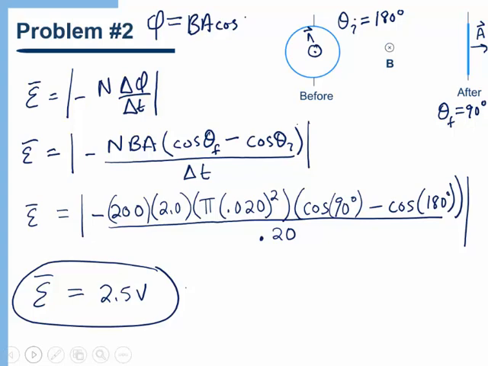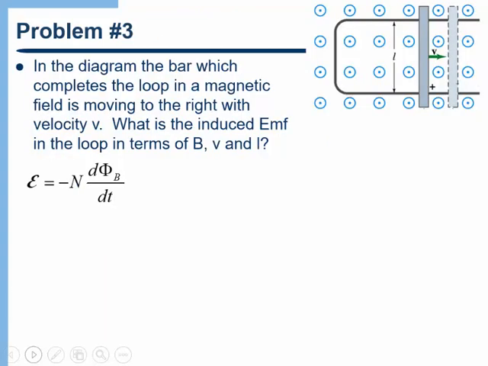So notice that we've looked at a problem now where the magnetic field changed. We've now looked at a problem where the angle changed. Let's look at a problem where the area changes. So in this diagram, the bar which completes the loop in a magnetic field is moving to the right with a velocity v. So first of all, this is an uninsulated piece of wire here, and this is uninsulated as well. So notice that the bar is moving to the right and it's making contact with the metal here and here so that we get an effective loop like that. So that's the loop that we're talking about.